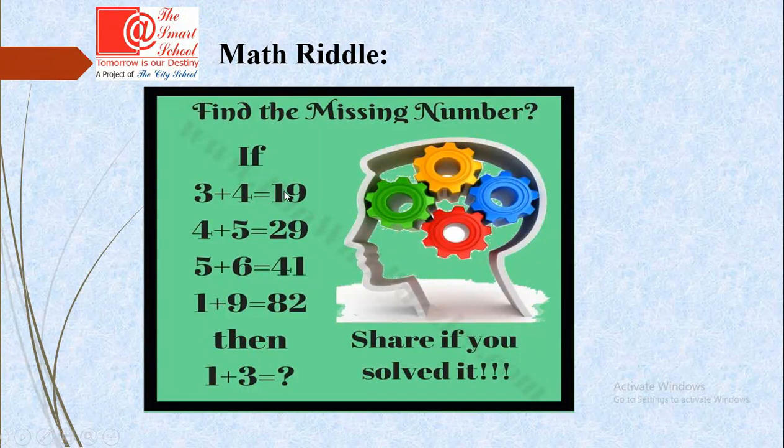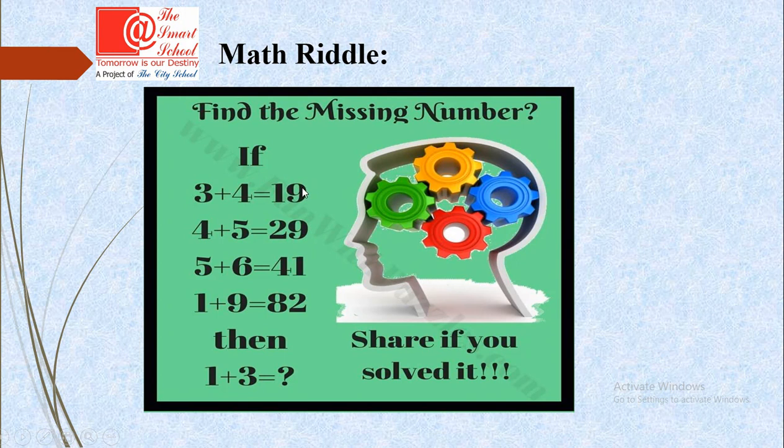You have to find a number sequence according to the given numbers and then complete this. 1 plus 3 is equal to what? So you can try, because a number sequence is just a try and try method. You can try and you will get an error, then you can try again, and again and again, until you find the correct answer. What could be the answer of this? How will 3 plus 4 be 19?